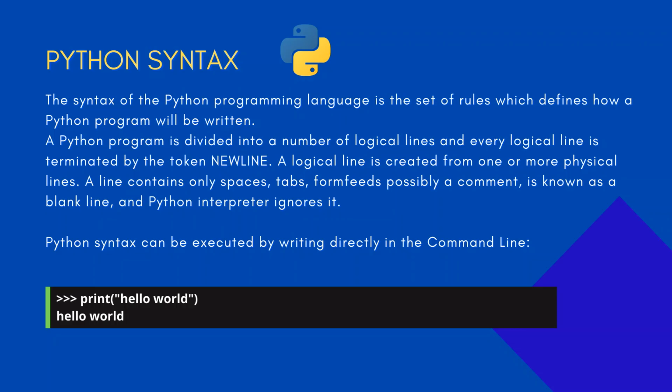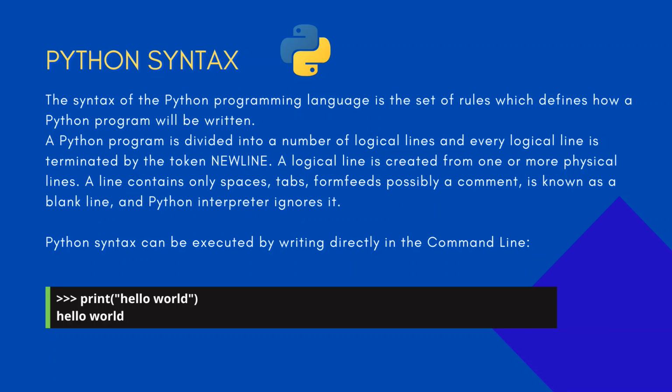First of all, let's talk about Python syntax. The syntax of the Python programming language is the set of rules which defines how a Python program will be written. A Python program is divided into a number of logical lines, and every logical line is terminated by the token new line. A logical line is created from one or more physical lines.